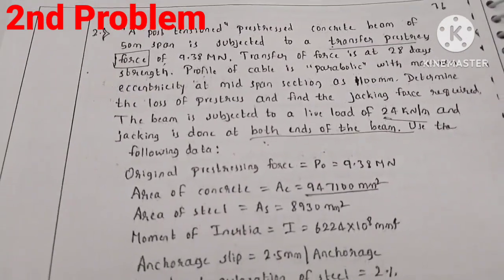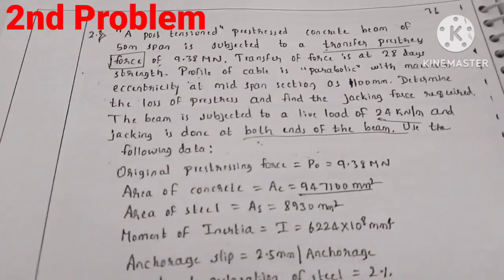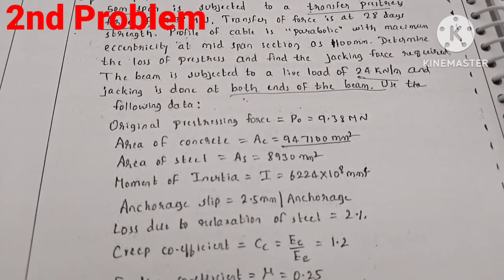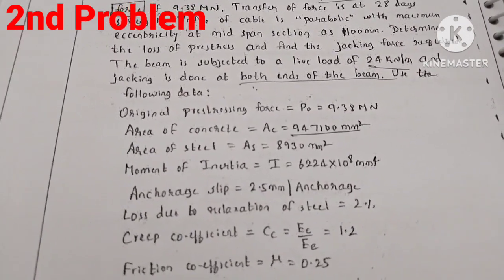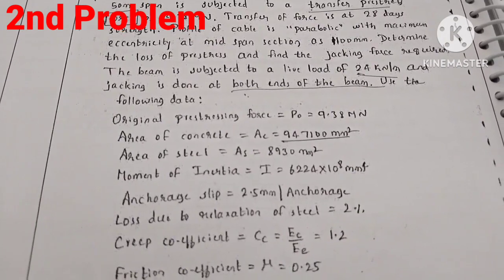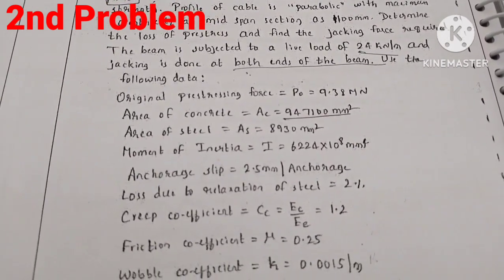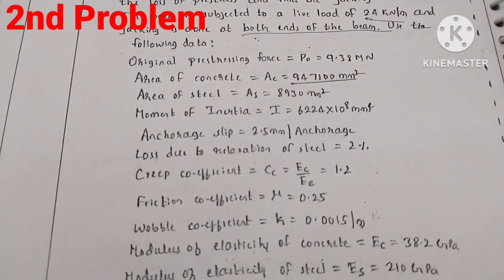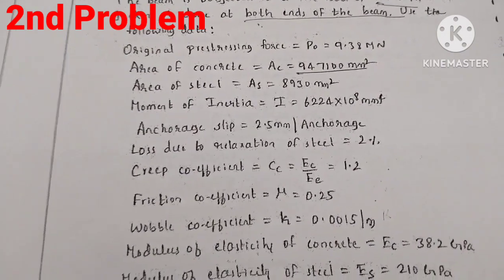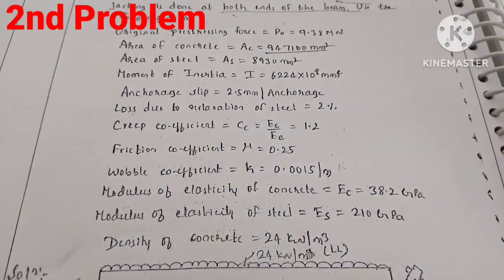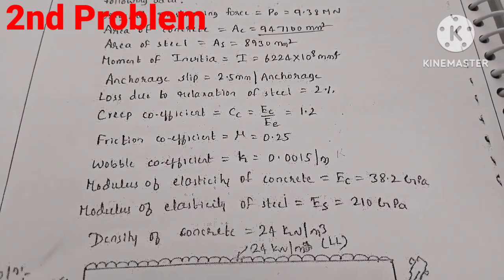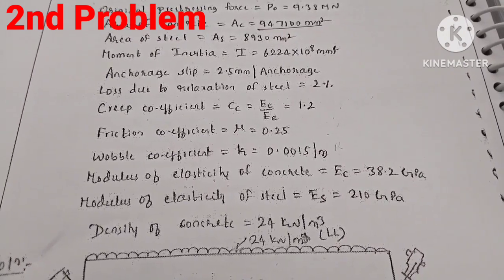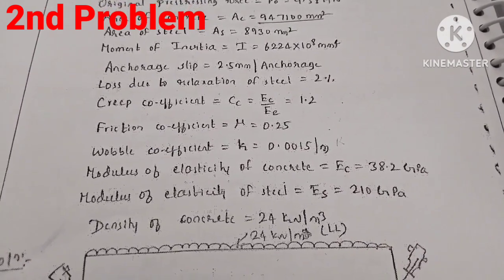The area of concrete is 9,47,100 mm square and the area of the steel is 8,930 mm square. Moment of inertia is I equals 6,224 into 10 to the power of 8 mm to the power of 4. Anchorage slip is 2.5 mm per anchorage. Loss due to relaxation of steel is 2% and the creep coefficient is 1.2. Friction coefficient mu is 0.25. Wobble coefficient K is 0.0015 per meter. Modulus of elasticity of the concrete is 38.2 gigapascal and modulus of elasticity of the steel, Es, equals 210 gigapascal.